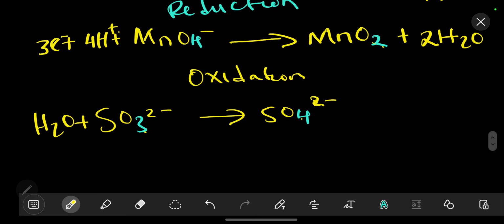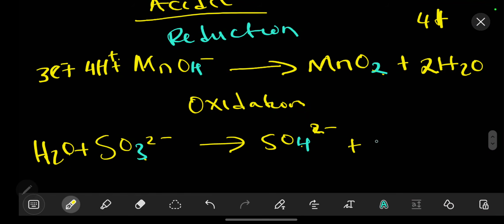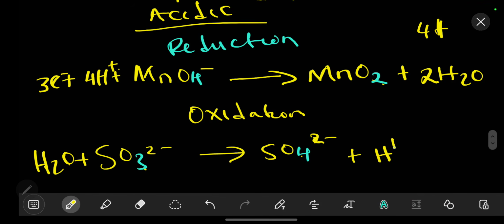Then let's check the charge. Before we check the charge, let's balance the number of hydrogens. As you can see, we have oxygen: 3 plus this one will give us 4. That means the number of oxygens is balanced. So all we have to do is that we have 2 hydrogens, so we are going to just put them here. So we are going to have 2 hydrogen ions like that. So we have written that.